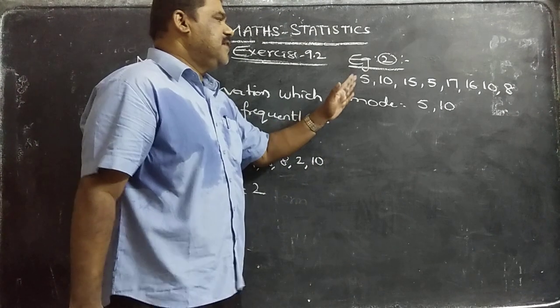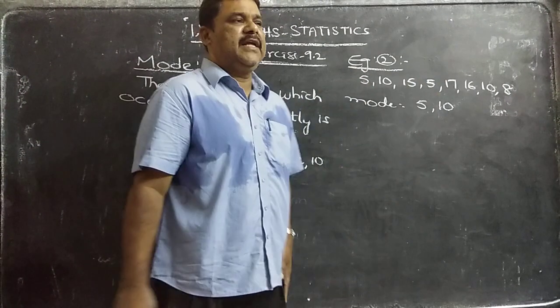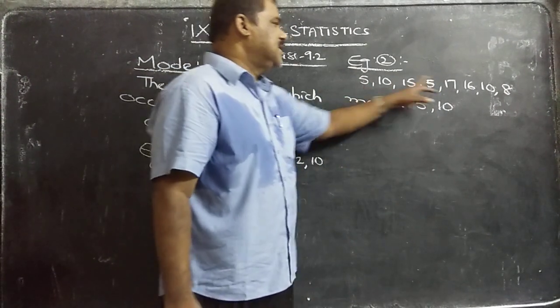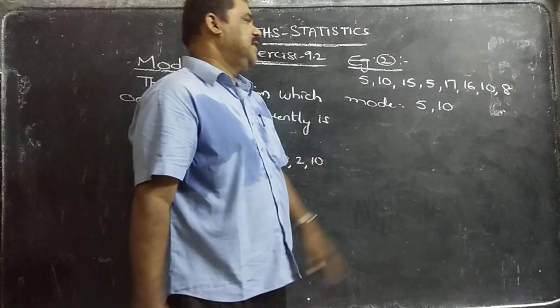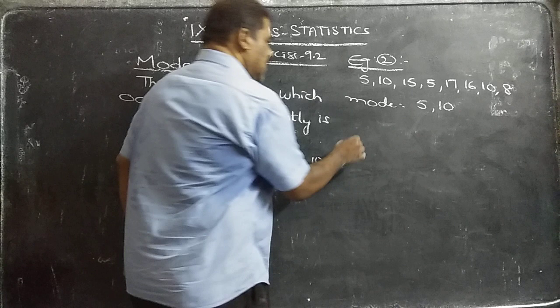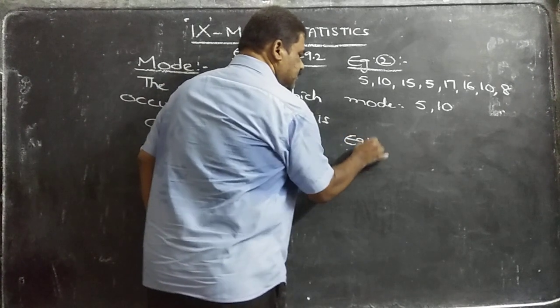So the observation which is occurring most frequently is called mode. So 5 is occurring 2 times, 10 is also occurring 2 times. So 5 and 10, that is mode. Now next example.